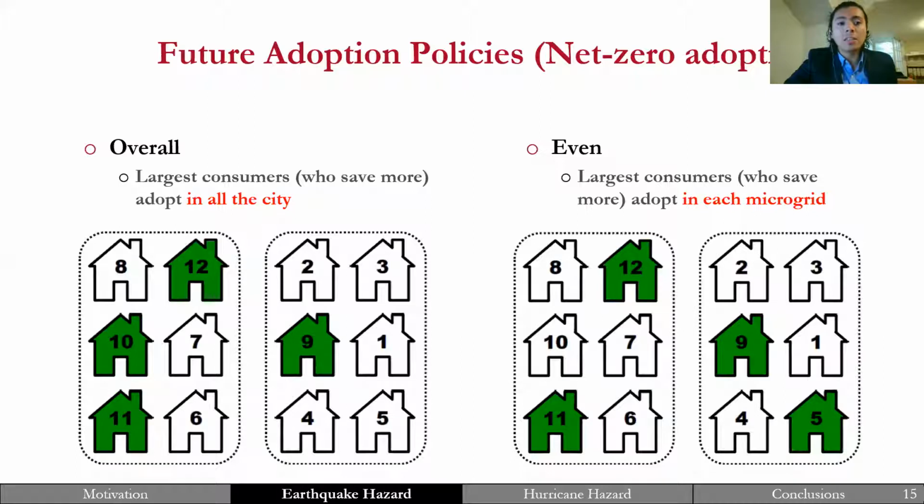On one hand, we assess an overall adoption rule where adoption is based on absolute savings. And that means that an absolute savings is correlated with household electric consumption and income. And interestingly, under this adoption, the largest houses are the ones who are going to adopt solar here under the overall rule, that it's driven only by pure economic saving.